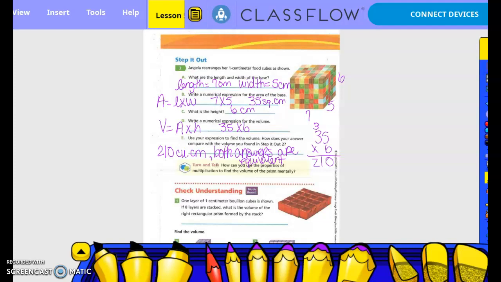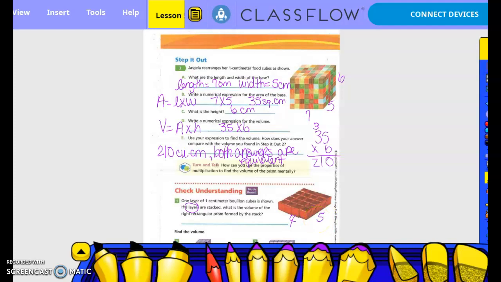1 layer of 1 centimeter bouillon cubes is shown. If 8 layers are stacked, what is the volume of the right rectangular prism formed by the stack? So in our picture, do they give us the height? No, we have the height right here, right? Okay, so what is our length? 4. What's our width? 1, 2, 3, 4, 5, right?